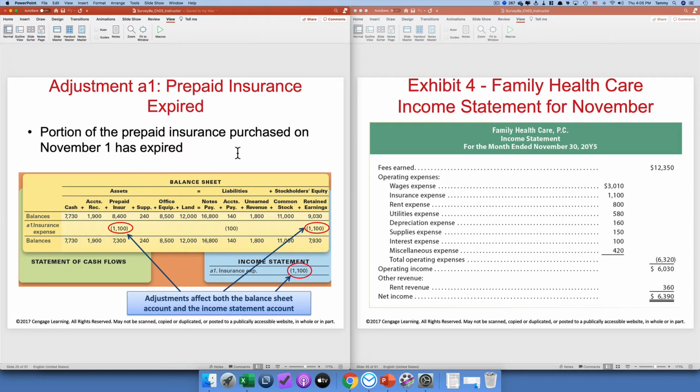So, during the month of November, remember we had two different types of insurance. We had malpractice insurance and general business insurance. And $1,100 worth of those two types of insurance were used up over the course of the month of November. So we recognize insurance expense over here as $1,100.